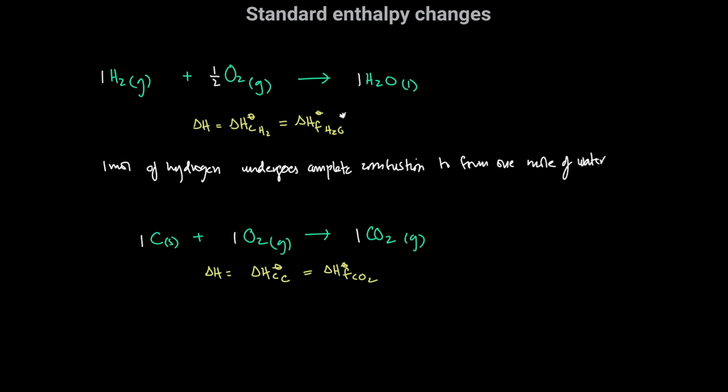So in this case, again, the reason we can say that the enthalpy change for this reaction can be referred to as the enthalpy change of combustion of carbon or as the enthalpy change of formation of carbon dioxide is because 1 mole of carbon undergoes complete combustion to form 1 mole of carbon dioxide.